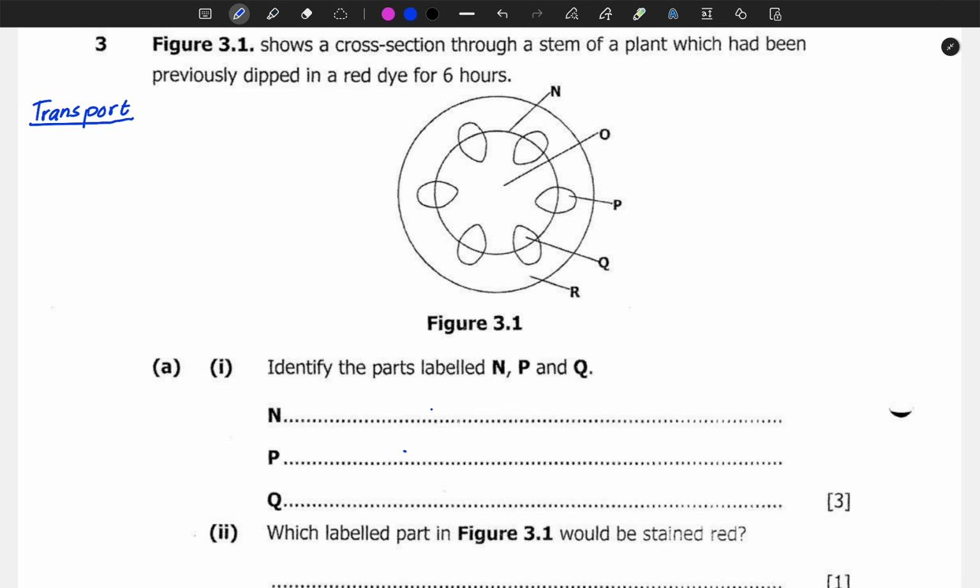Now we have unlabeled parts. We have N, O, P, Q, and R. So according to the structure, this is a dicot plant. Then we have our first question, question A, Roman number 1. We want to give the name given to structure N, P, and Q. So N is this circular part here. N is known as a cambium.